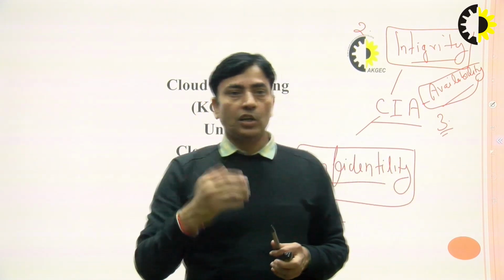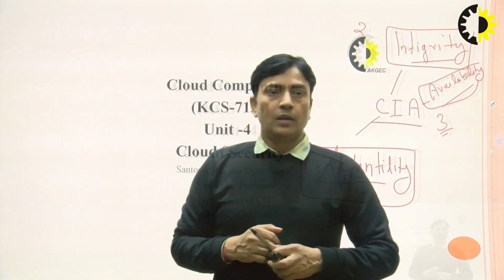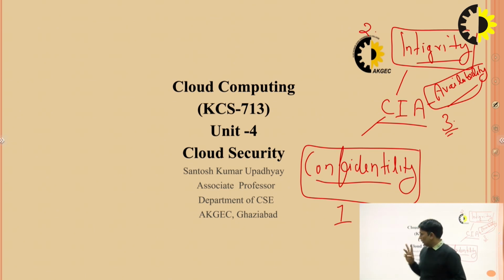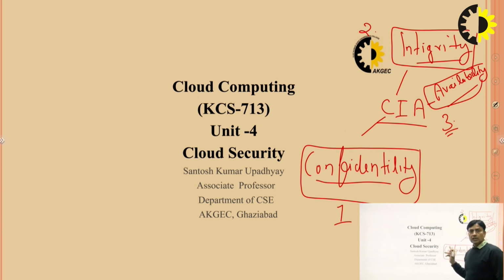Availability means that whenever you require a server or virtual machine, it is readily available to you for use. Whenever you require Google Drive or some cloud storage, it is readily available. When you require application software like Google Meet, or some mailing services, they are readily available to you. That means availability is ensured. So these are the three basic building blocks of security: CIA, confidentiality, integrity, and availability.